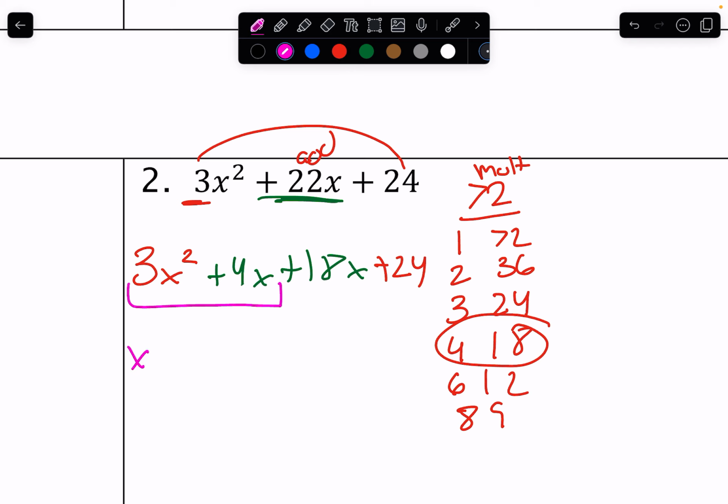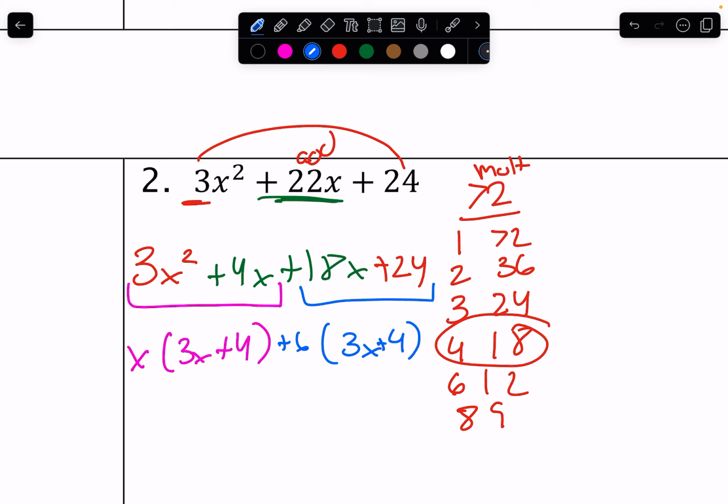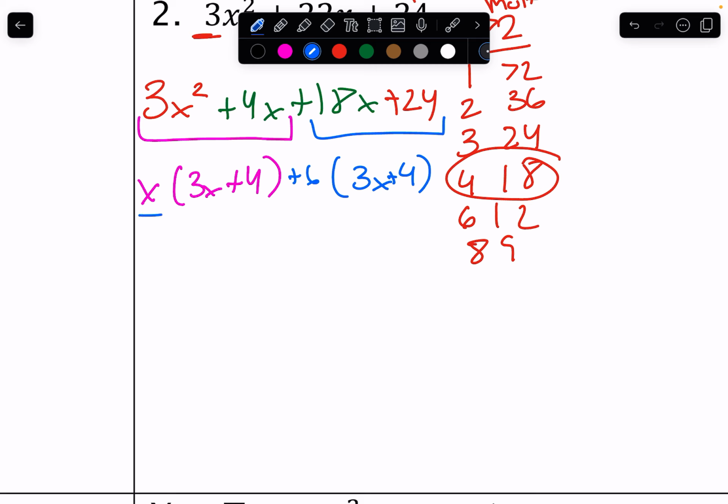We can take an x out. We get 3x plus 4. And then here, my GCF, let's see, 18 and 24 is going to be 6. So I get 3x and 4. So, whoops, 3x plus 4. All right, so then I can use these guys, make a binomial, and multiply that by 3x plus 4.